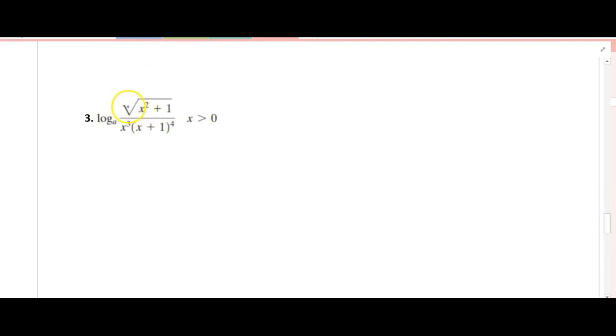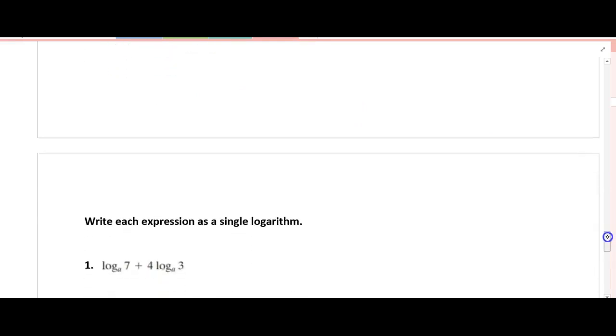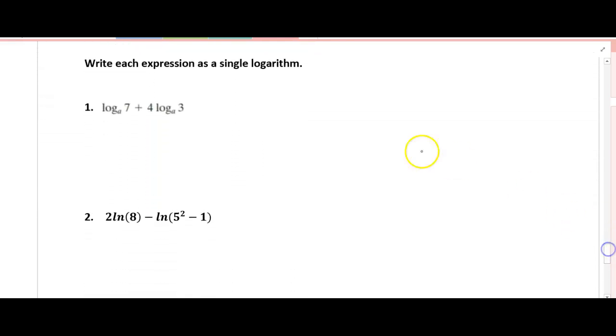For right now, this is probably over the top, so I'm going to skip that one because I don't want to make this video any longer than it has to be. But I do want to get to now write each expression as a single logarithm. This is also known as condensing. So we recognize our bases are the same, and this is addition. So you know that this 7 and 3 were linked by multiplication. So we're going to say log base a of 7 times 3, which would be log base a of 21.